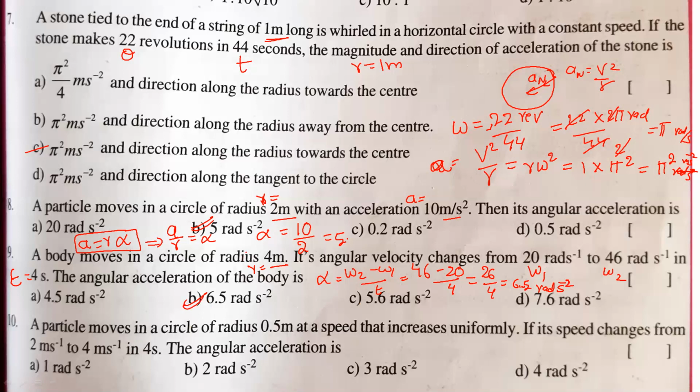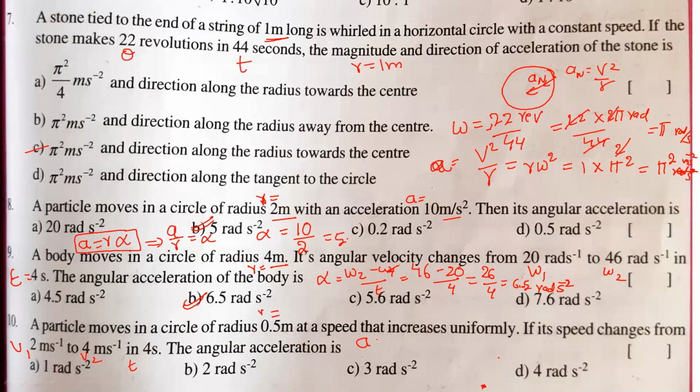Next, a particle moves in a circle of radius 0.5. Radius is given as 0.5. Speed increases uniformly; the speed changes from 2 to 4, so v1 and v2, in a time of 4 seconds. Then find the angular acceleration. Here, children, the data is not given in angular terms, it is given in linear terms. First you need to find linear acceleration, then convert that to angular terms.